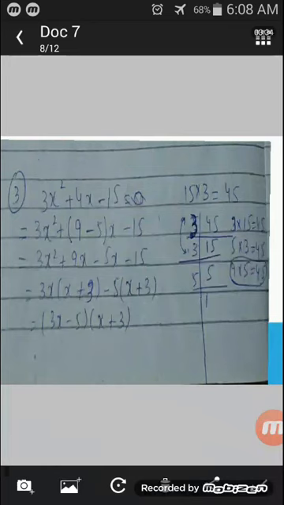So I have already said that if this situation occurs like ax square plus bx minus c, then you choose two numbers minus n1 and plus n2, but the plus sign will be assigned to the greater number because there is plus 4x, and the minus sign will be assigned to the smaller number. 3x square plus 9 minus 5 into x minus 15. x will be multiplied by 9 and x is also multiplied by 5. 3x square plus 9x minus 5x minus 15.